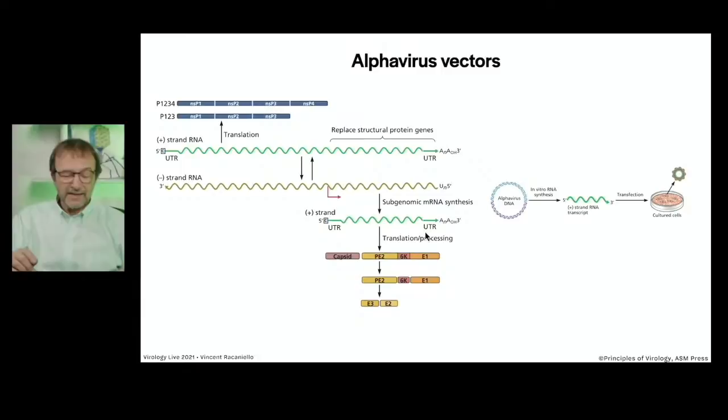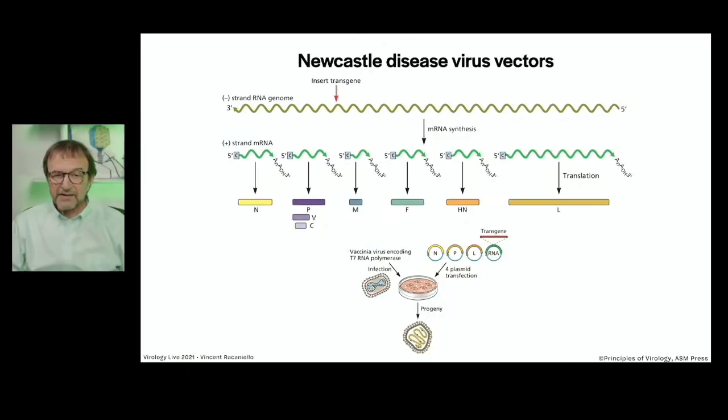And finally, Newcastle disease virus vectors. This is one of the vectors being used for COVID vaccines. The Mount Sinai group recently has announced their COVID vaccine, where, again, this is a negative-stranded RNA virus that encodes multiple mRNAs. You typically insert the transgene between the P and the M genes and retain the viral glycoprotein, which is the HN protein. And you recover the virus in the same way as for VSV. You make four plasmids, NPL encoding plasmids, and then you put your full-length plus-stranded RNA in the plasmid with the transgene, put those in cells with T7 polymerase-producing vaccinia virus, and out comes Newcastle disease virus.